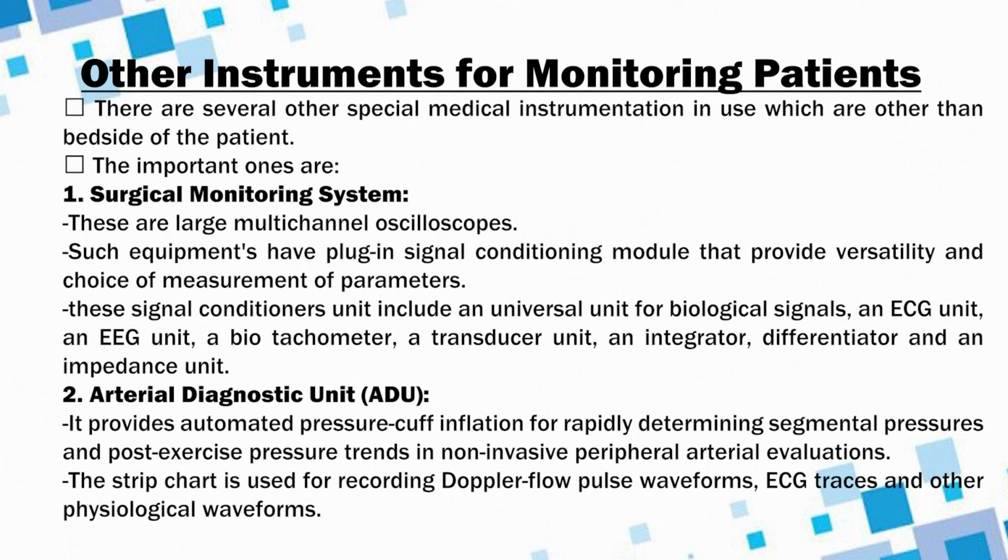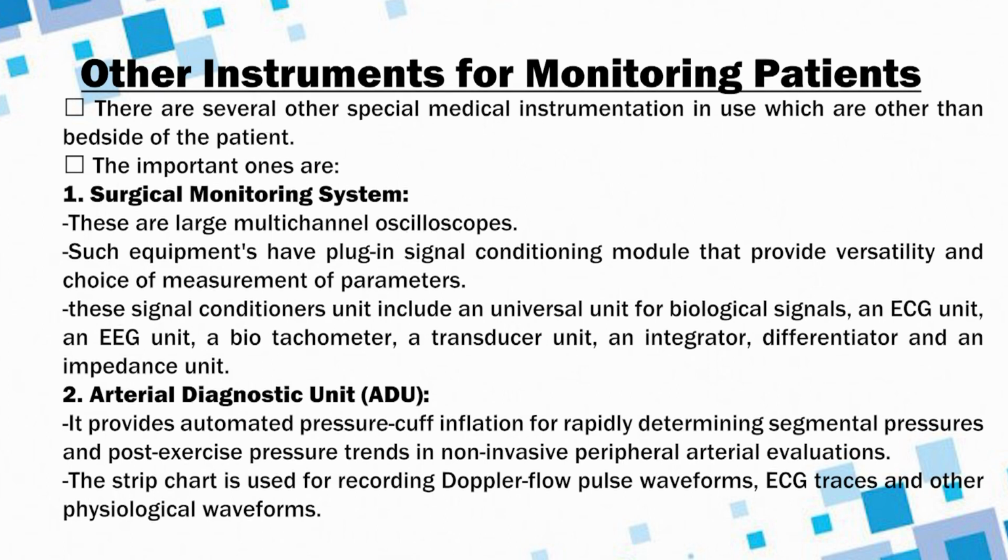The important ones are: first, surgical monitoring system. These are large multi-channel oscilloscopes. Such equipment has plug-in signal conditioning modules that provide versatility and choice of measurement of parameters. This signal conditioner unit includes a universal unit for biological signals, an ECG unit, an EEG unit, a biotachometer, a transducer unit, an integrator, differentiator, and an impedance unit.